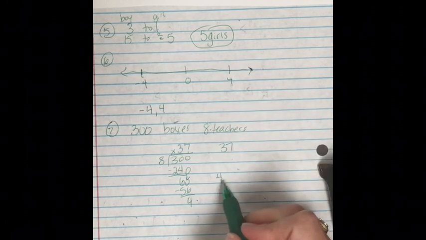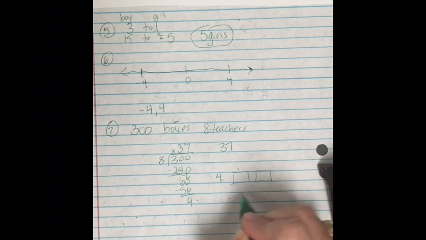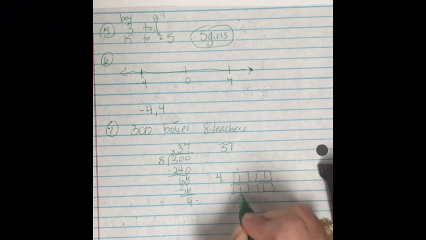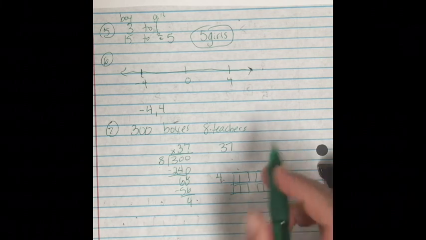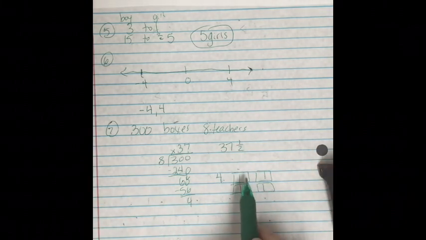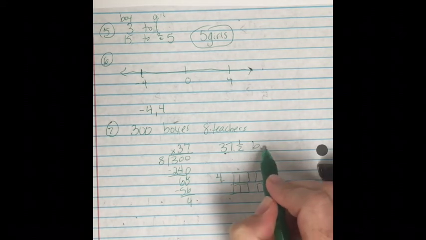So if I notice that 4 and 8 are related, and I know that if I took these 4 boxes, and here I have my 4 boxes, and if I divide them each in half, I would then have 8 pieces, right? So they would each get 37 whole boxes and 1/2 of a box. So now I have 37 and 1/2 boxes.